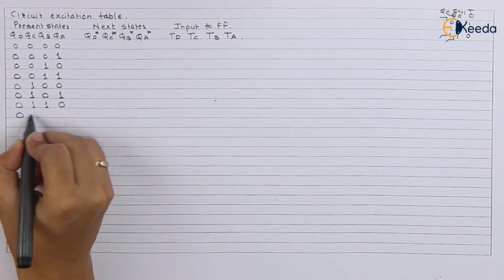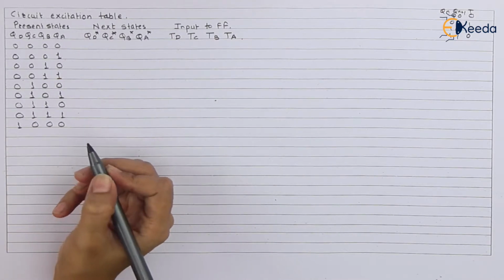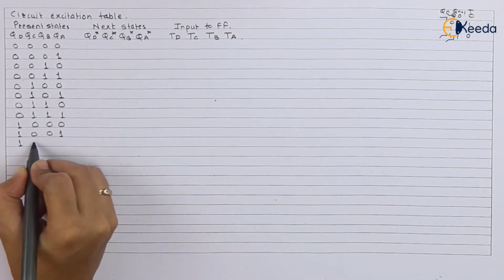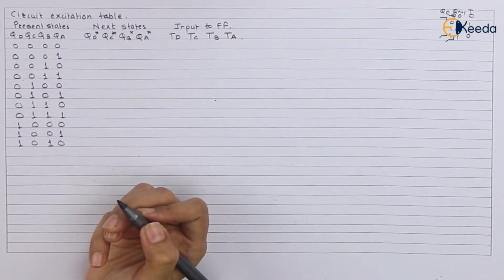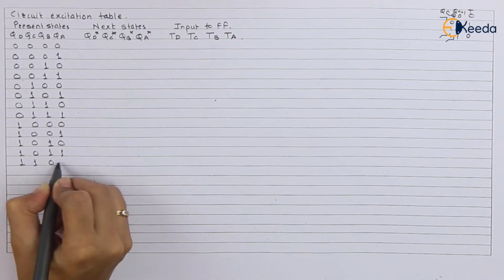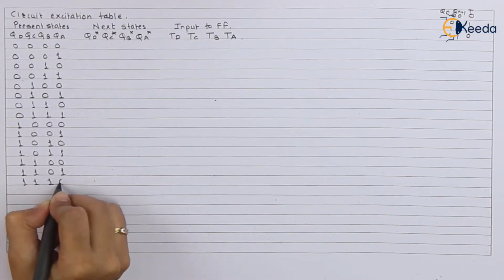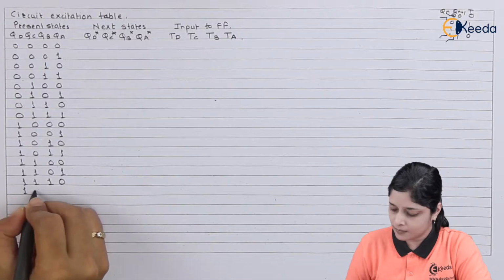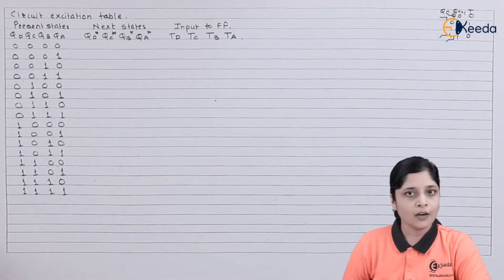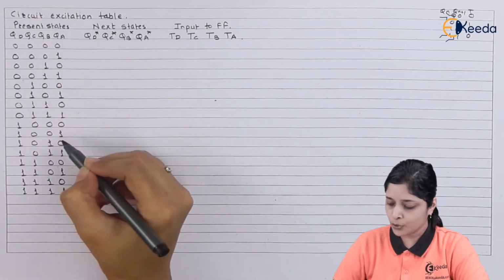6, 7, 8, 9. This is for 10, 11, 12, 13, 14 and last is the 15. Now we have to design decade counter, means it will start from 0 to 9.